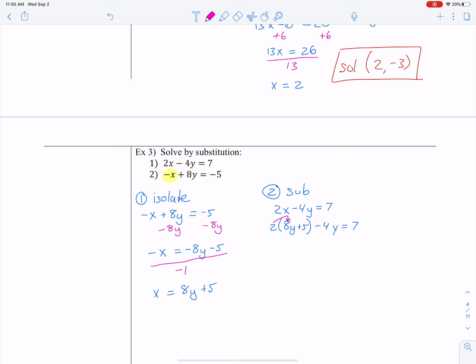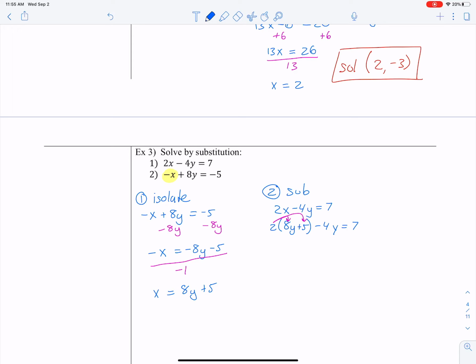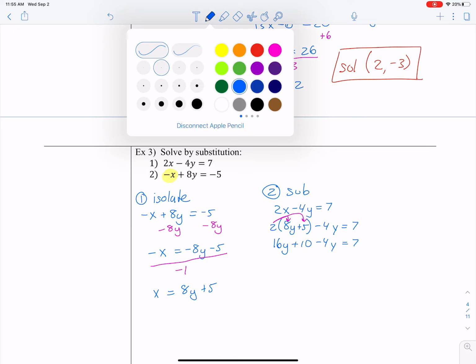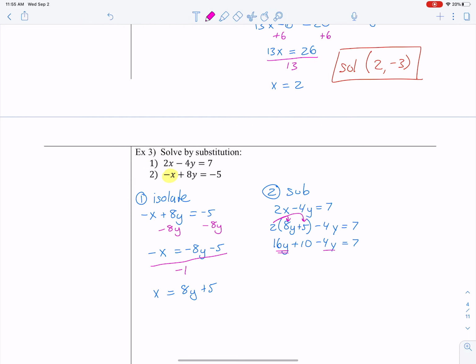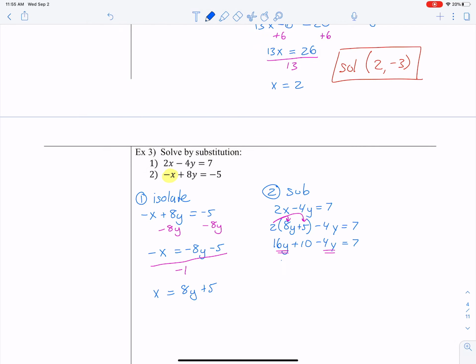So I'm going to do this multiplication first to get rid of my brackets. 2 times 8 is going to give me 16y. 2 times 5 is going to be 10. Minus 4y is equal to 7. I'm going to combine these because they're both y's. So I get 12y plus 10 is equal to 7. I'm going to move my 10 over, so I subtract 10. So I have 12y is equal to -3.